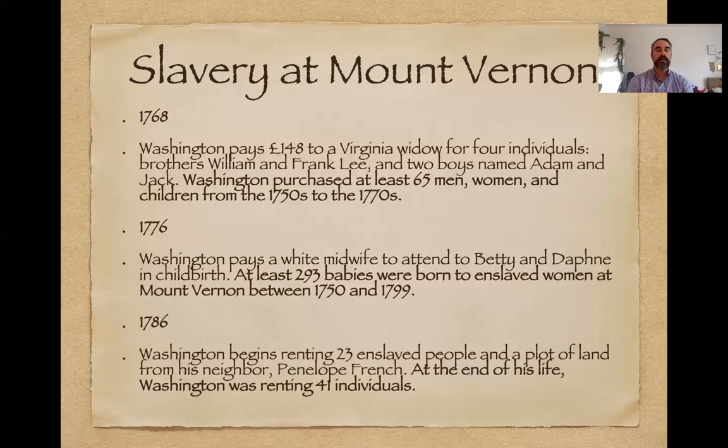1768, Washington at this point in his life is through the French and Indian Wars, back to being a farmer, back to running the plantation, okay, and adding to the amount of slaves. Now, this purchase is particularly important, right? His purchase of 148 pounds to a Virginia widow for 4 individuals, William and Frank Lee, because William Lee will be really Washington's body servant throughout the American Revolution.